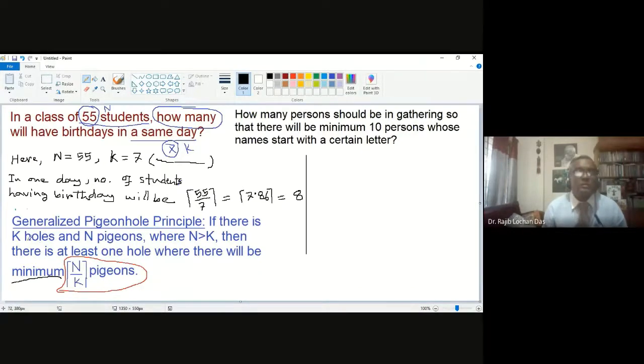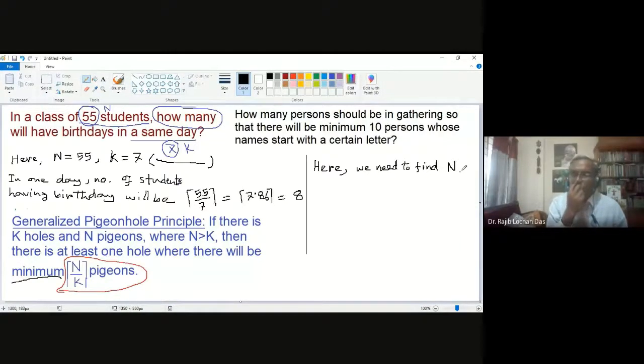Every time you think like that: hole and pigeon, hole and pigeon. So you are keeping a pigeon in each hole. In this case, the number of people is the number of pigeons. We do not know how many. That is our question. We need to find N here.